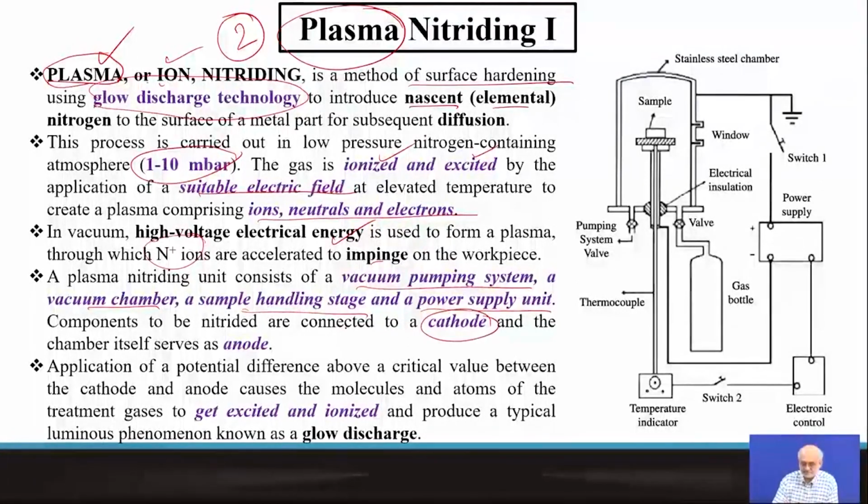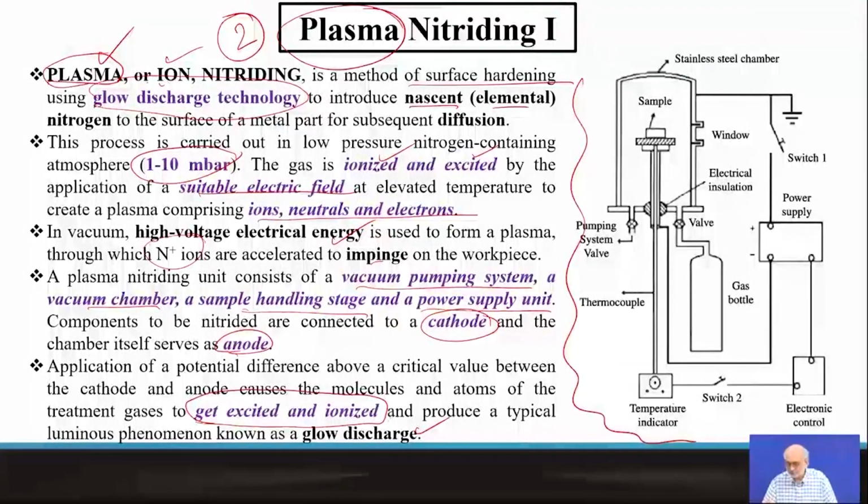As I said, the sample itself is connected to the stage, which is the cathode, and the surface of the wall is the anode. So we have to introduce the right kind of gas which will get excited and ionized through the glow discharge process and allow nitrogen to be available in the form of nitrogen ions ready for incorporation onto the surface. So this is the overall system.